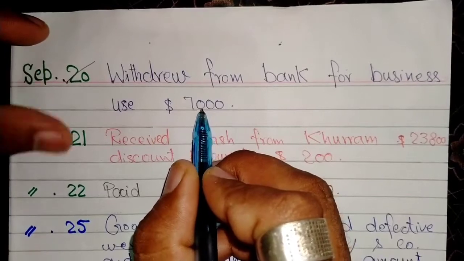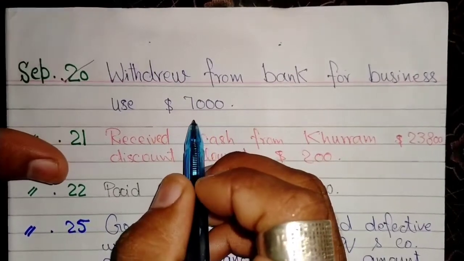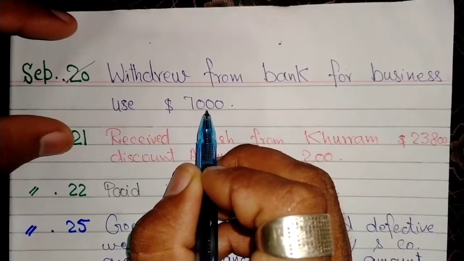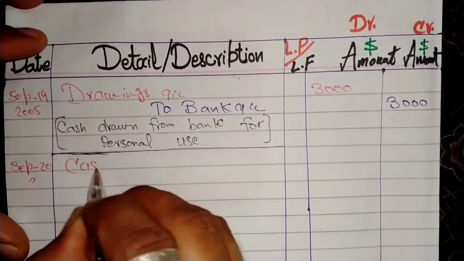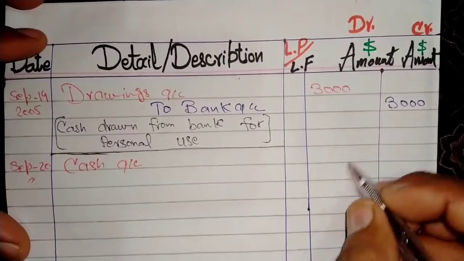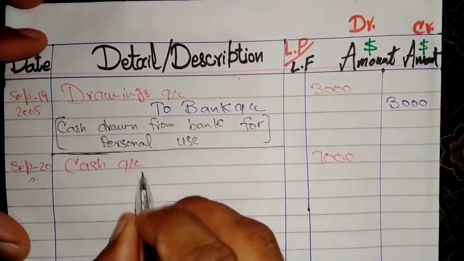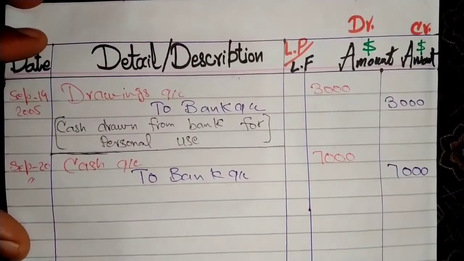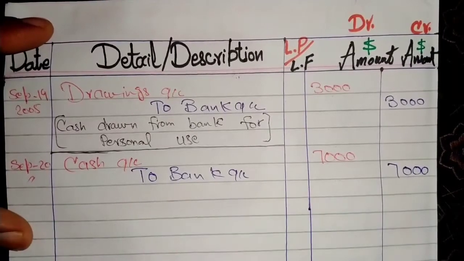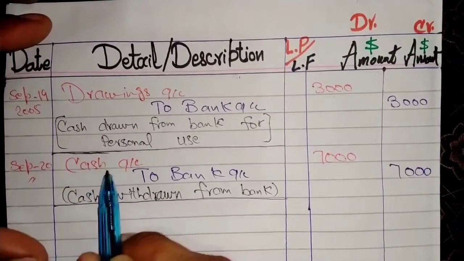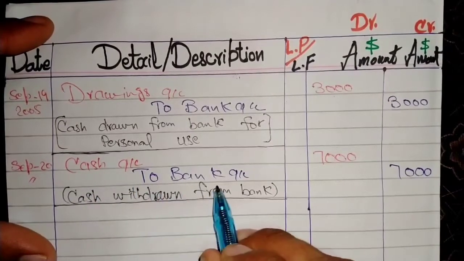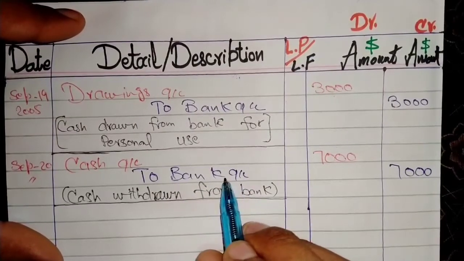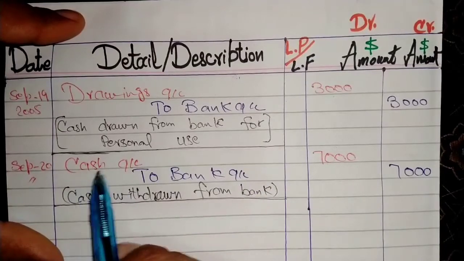This amount will not be considered in the context of drawings, because the withdrawal of $7,000 will be used in business operation. Okay, not personal use by the owner. Cash account debit with amount $7,000 to bank account credit with the same amount, $7,000, with description: cash withdrawn from bank, because cash is inward into the business and cash is outward from here, which is the credit side of this entry. So the bank will be credited for the withdrawal and entered into the cash account of the business.